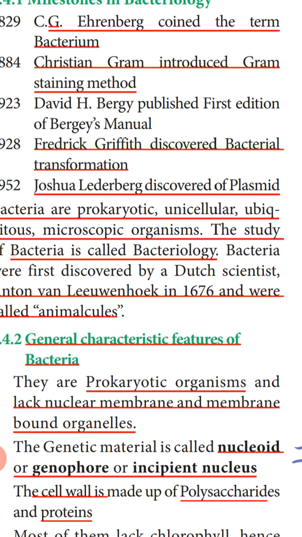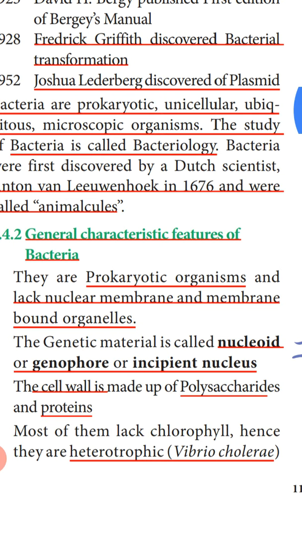In the bacteria, you can find this genetic material, the DNA, present in the center of the cell. It appears dark in color, but it is not bounded by the nuclear membrane. So such type of genetic material is called nucleoid or genophore or incipient nucleus. Next feature of bacteria is the presence of a cell wall. The bacterial cell wall is made up of polysaccharides and proteins.